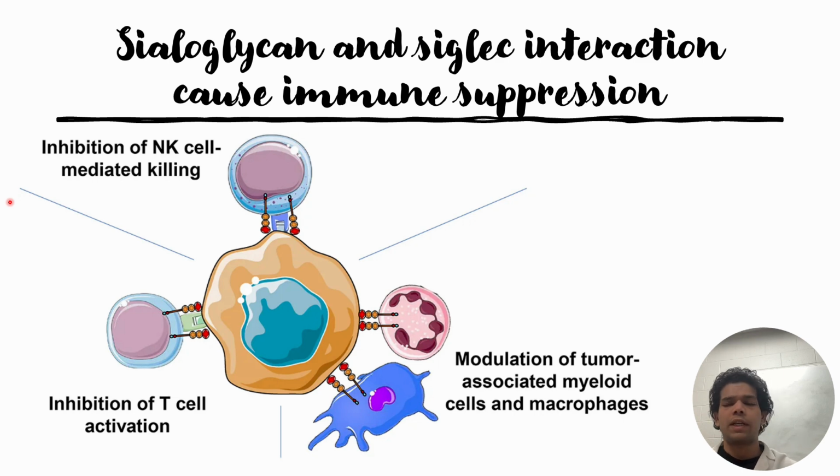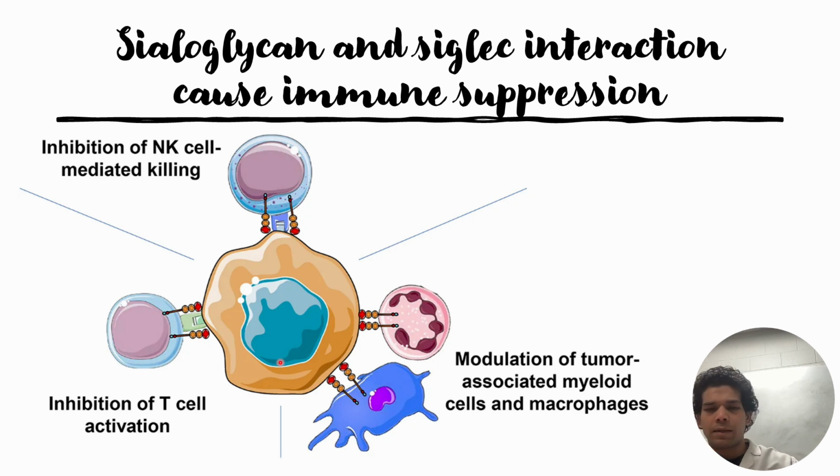And in terms of the innate immune cells, NK cells can express the Siglec receptors Siglec-7 and Siglec-9, and these Siglec-7 and Siglec-9 can also interact with their respective Sialoglycans on the tumor cells, thereby preventing the NK cells from killing the tumor cells.